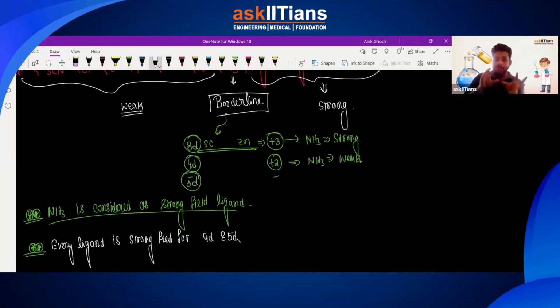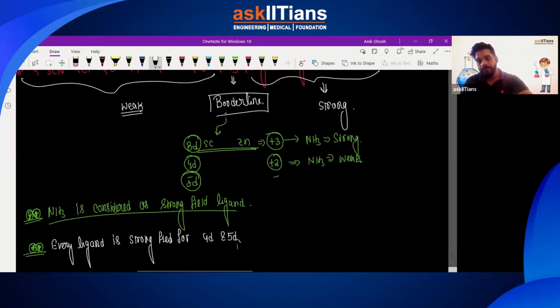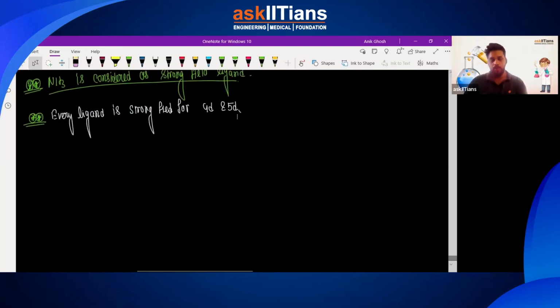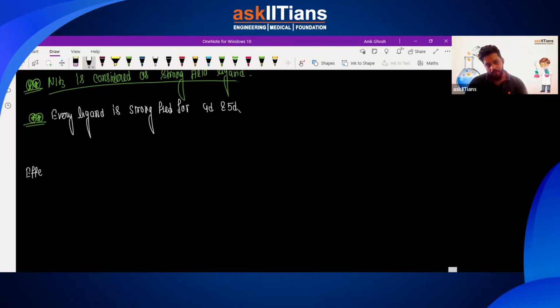So this strong field and weak field ligand concept is only applicable for 3d elements, scandium to zinc. Only for them this is applicable. For 4d and 5d, everybody is strong. Now, what would happen if you have a strong field ligand? What would happen if you have a weak field? Now we go to the effect of field strength.